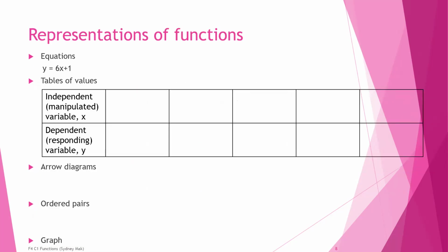Okay, right. So the representation of function, we already learned the arrow diagram, the ordered pairs, and the graph. Add 2 more: the equation itself, and the tables of values. This is more like a scientific experiment. We record the data. So we have MV and RV. This is also another way to represent a function.